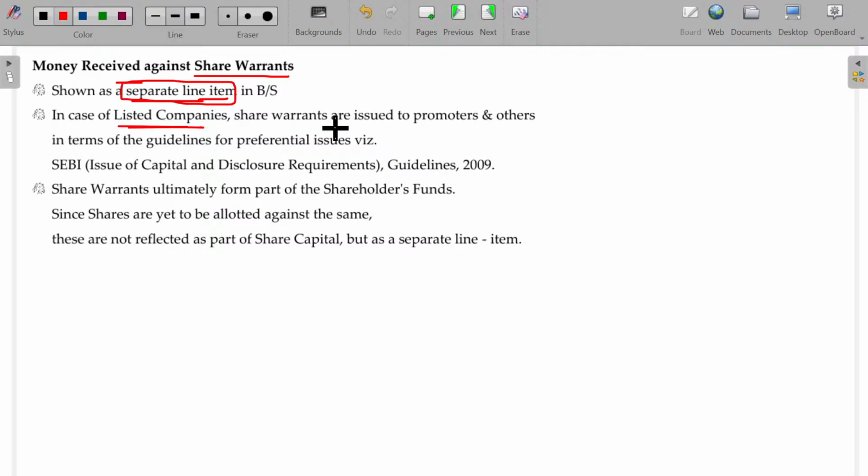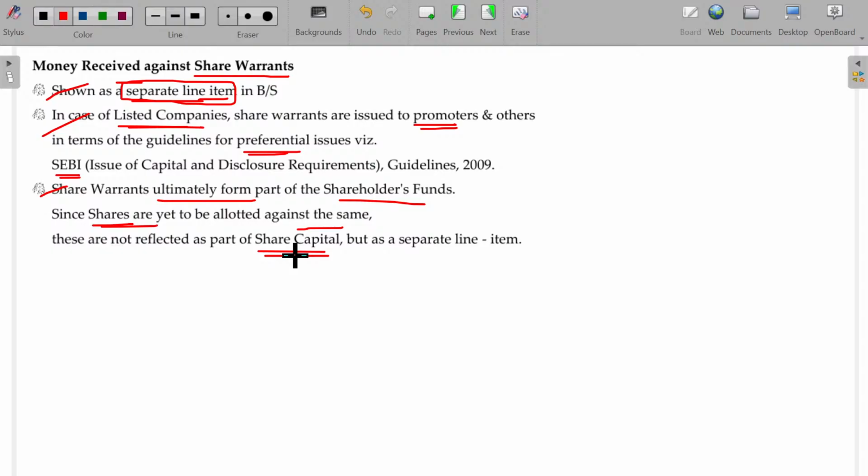In case of listed companies, share warrants are issued to promoters or others in terms of the guidelines for preferential issues. Share warrants may be issued to the promoters and others as preferential issues because of their exemplary contributions to the company, and this is also as per SEBI guidelines. Share warrants ultimately form part of the shareholders' funds. It's only an option; it will be converted into equity share capital later on. Since the shares are yet to be allotted against the same, these are not reflected as part of share capital.